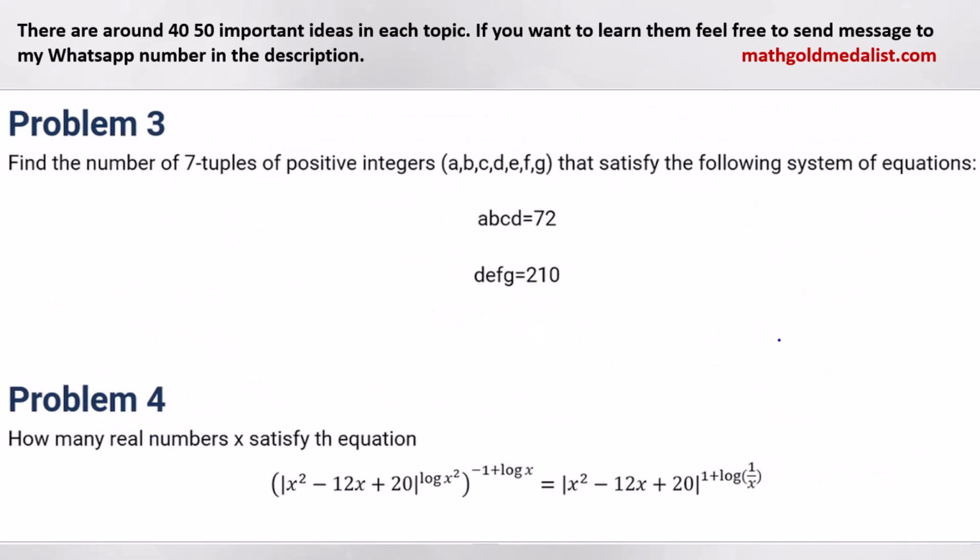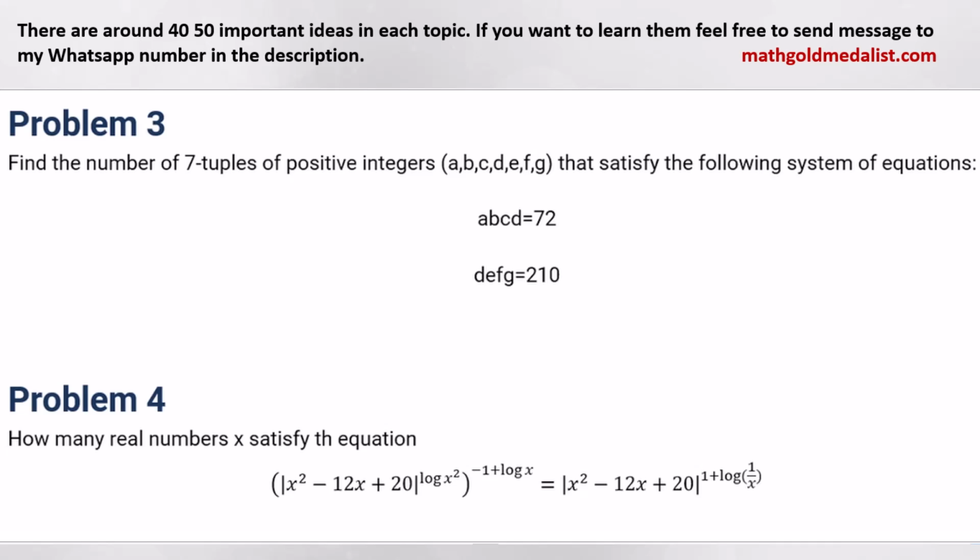Problem 3. Find the number of 7-tuples of positive integers a, b, c, d, e, f, g that satisfy the following system of equations. So we have this, and you should find for each problem, if your answer was greater than or equal to 1000, the remainder of your answer when divided by 1000. Okay, so try this problem on your own, and let me tell you the ideas that we should use.